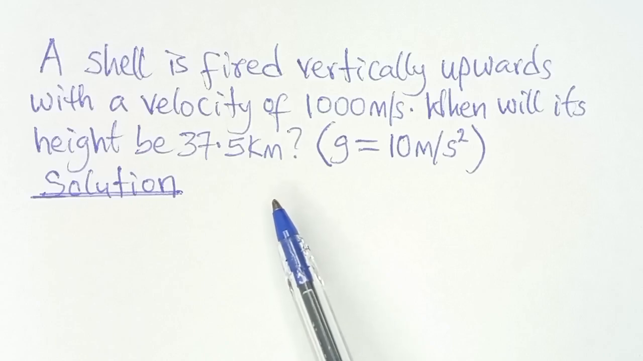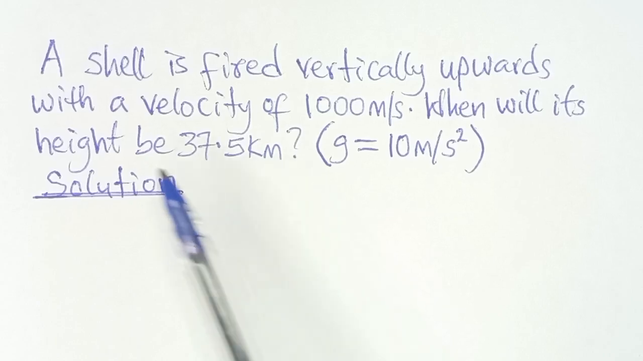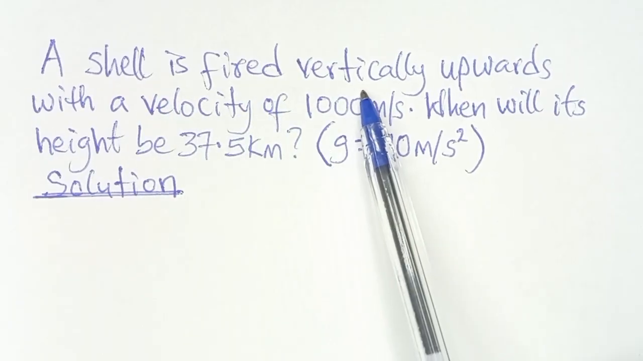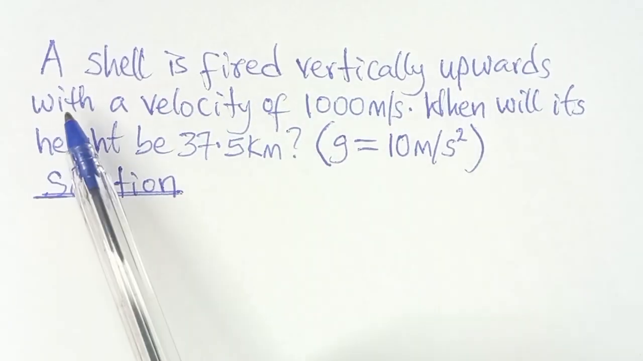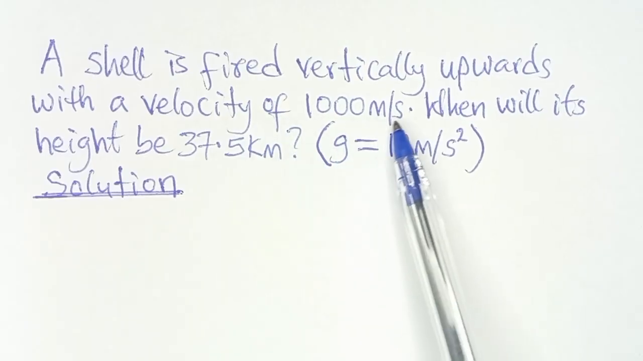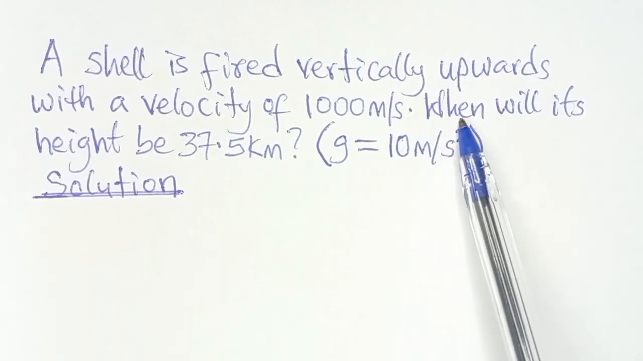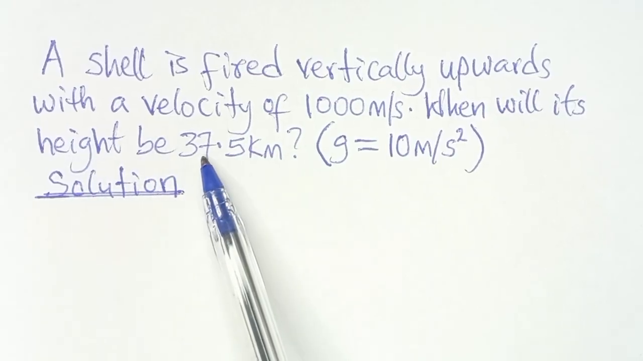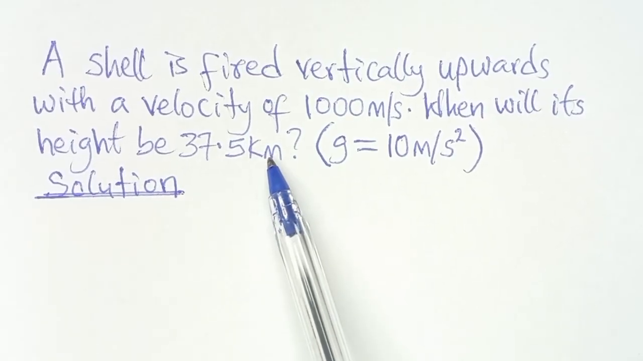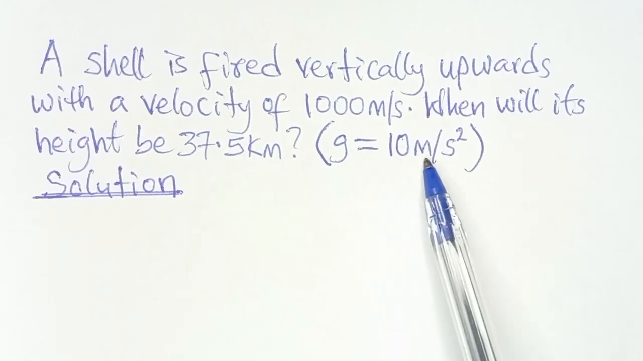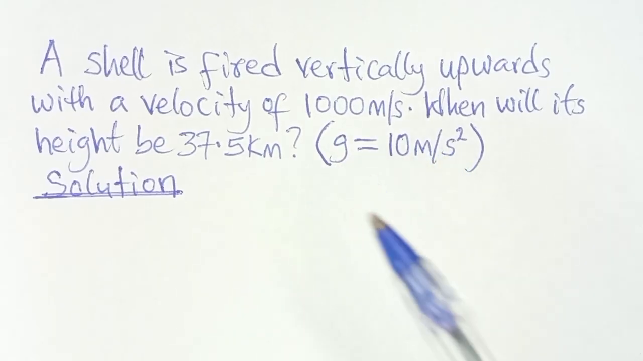Hello, you are welcome. The question I have here says a shell is fired vertically upwards with a velocity of 1000 meter per second. When will its height be 37.5 kilometer? And we are given acceleration due to gravity as 10 meter per second square.